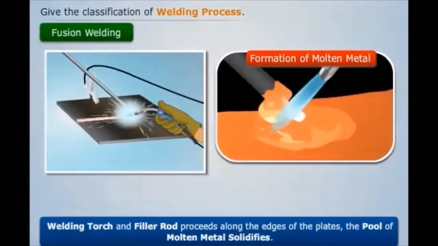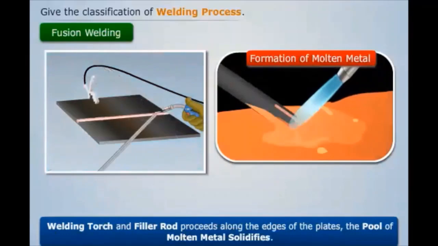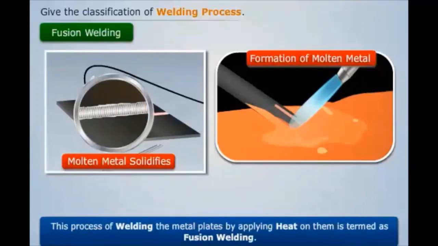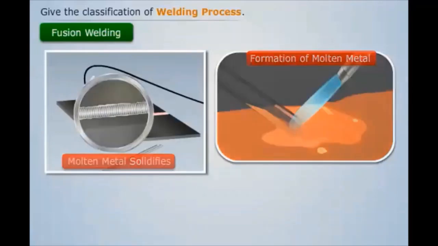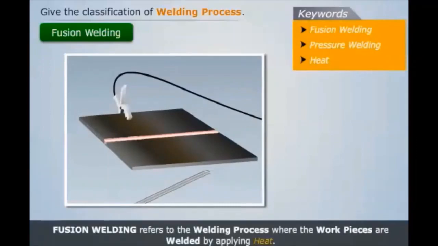Now, as the welding torch and filler rod proceed along the edges of the plates, the pool of molten metal solidifies. This process of welding the metal plates by applying heat on them is termed as fusion welding. Thus, fusion welding refers to the welding process where the workpieces are welded by applying heat.